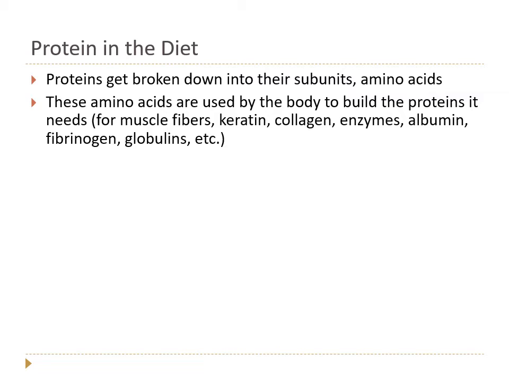So we're going to build muscle fibers like actin and myosin, keratin, for that keratinized stratified squamous epithelium on our skin. Collagen is a protein in that dense irregular connective tissue. Enzymes are proteins. Albumin, of course, which we know and love, is a protein. Fibrinogen, globulins, all of these things. So proteins in our bodies serve as structural components as well as enzymes.